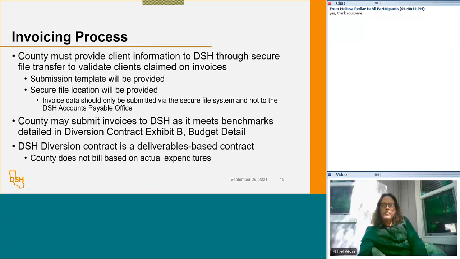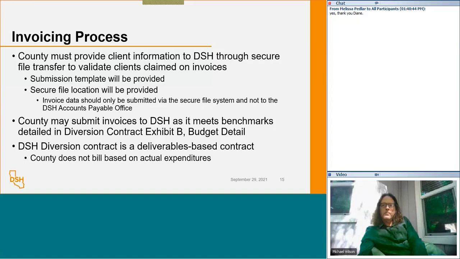So now maybe one of the more important questions: how do you get money from us for this program? How does the funding work? Unlike other programs, your county is actually not going to bill DSH for the actual services you provide, and you will not be sending us an itemized invoice along with each of your payments. That's not how the funding mechanism in this project works.